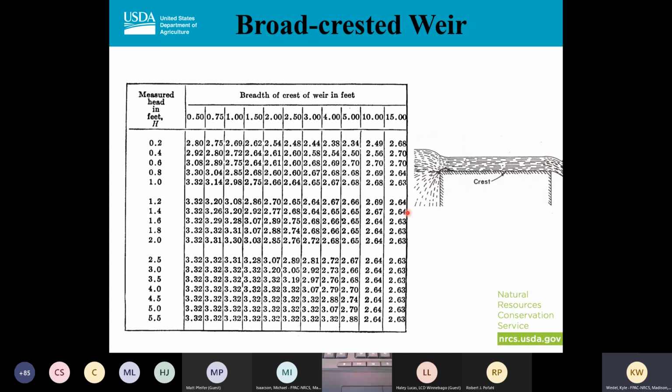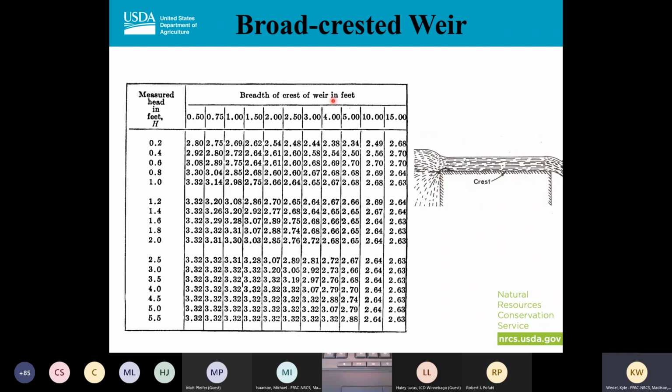Here's a table that shows various broad-crested weir coefficients. It's listed as breadth of the crest of the weir in feet. We have our crest here, that's this here, and the breadth is just going to be the length of it, is basically all it's saying. A lot of times you'll just see this written as breadth of the weir.